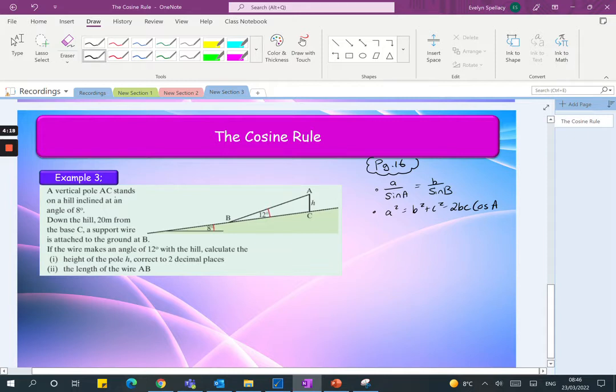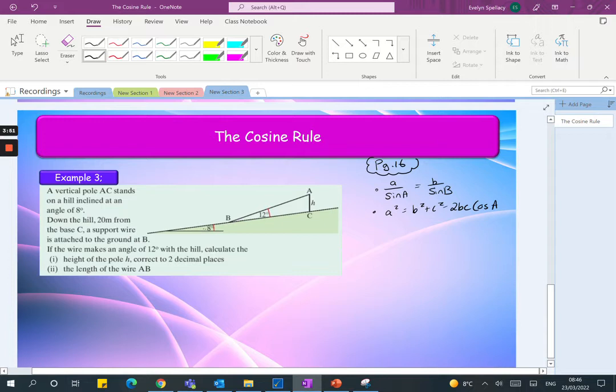A vertical pole AC stands on a hill inclined at an angle of 8 degrees. So we can see our 8 degrees marked on our diagram here. Down the hill, 20 meters from the base C, a support wire is attached to the ground at B. If the wire makes an angle of 12 degrees with the hill, calculate 1. The height of the pole H, correct to 2 decimal places, and 2. the length of the wire.